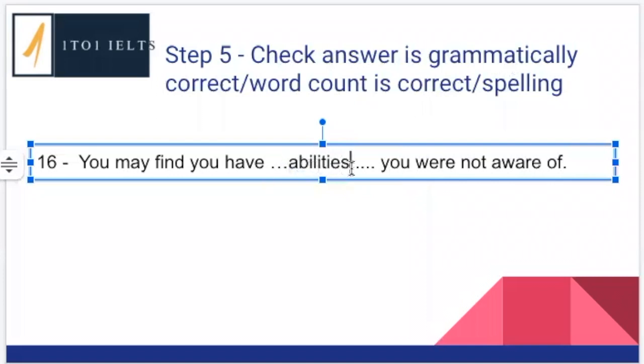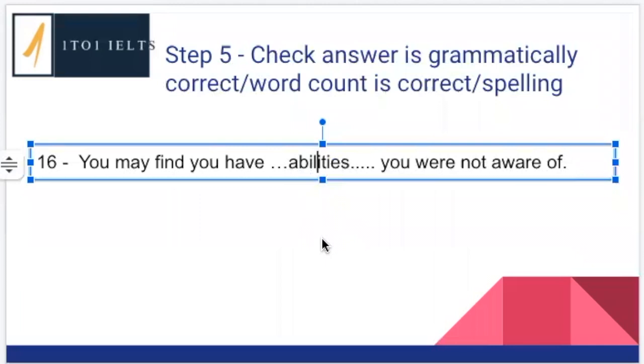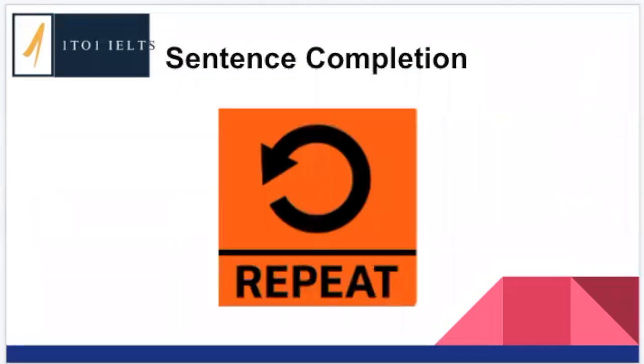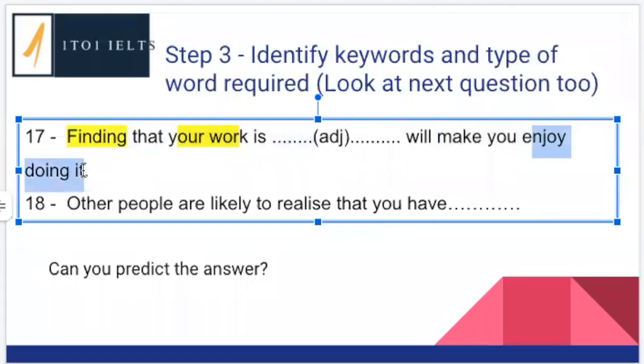A-B-I-L-I-T-I-E-S, A-B-I-L-I-T-I-E-S. They're exactly the same. Great. We found our answers. Repeat. So we go to 17. We've already analyzed this, so I'm just going to put this in. We want an adjective. It was finding your work, enjoy doing it.